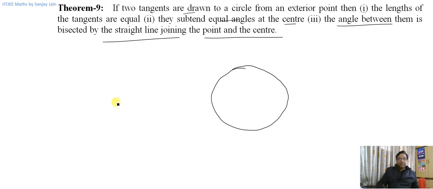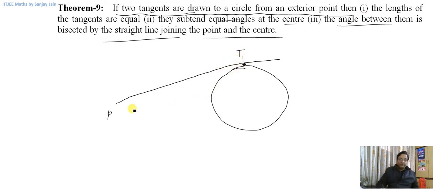We have got an exterior point. Let us say this point be P. If two tangents are drawn to a circle from an exterior point, let us draw these two tangents. One is PT1, let us say. Let us draw another tangent to this circle, and let us name it as PT2. Okay, so these T1 and T2 are points of contact.